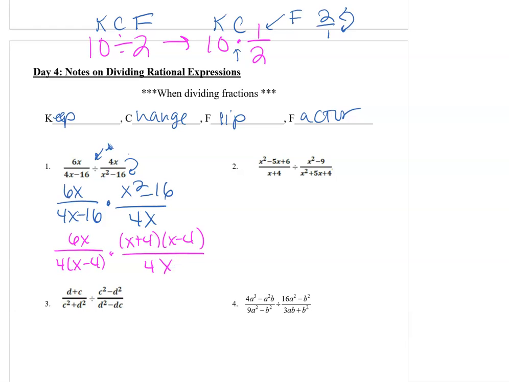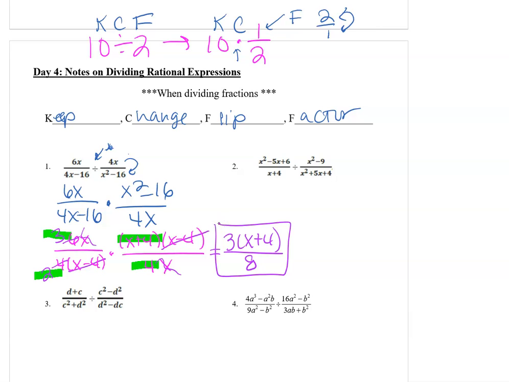Okay, I look for things that are alike that I can cancel. So I can cancel these x's, I can cancel the x minus 4 with the x minus 4, and I can even reduce the 4 with the 6 by dividing each of those by 2. So here's what I have left over. I've got a 3 and x plus 4, and then in the denominator I have 2 times 4. So 3 times x plus 4, you can leave it just like that, don't bother distributing, and then 2 times 4 is 8. That would be your final answer.